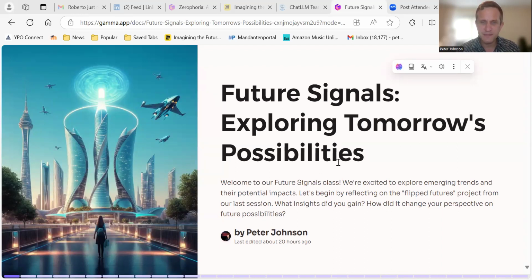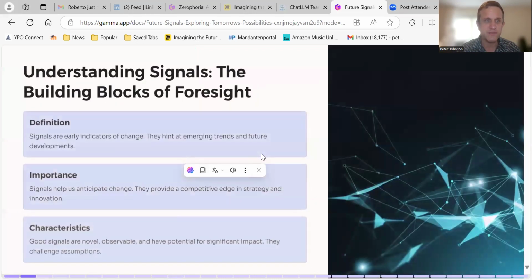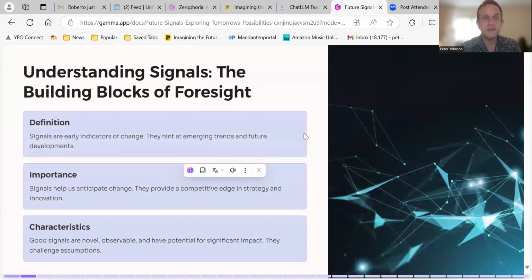So I'm glad Sebastian brings up that point about following technology, because that's an important thing to note: we have more than the technology that we think of in this. So we look at the definition, we think of them as early indicators of change, hinting at emerging trends. They're important because they help us anticipate change and give us a competitive edge. And the characteristics, again, this is what we've talked about in the last slides already. They're novel, but also they're observable and they have potential for significant impact.